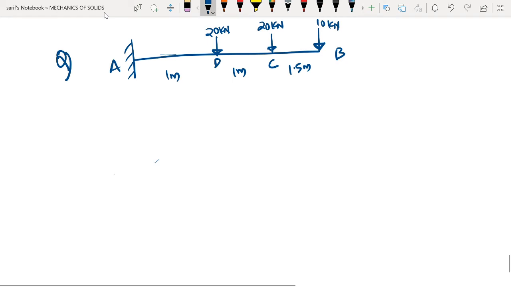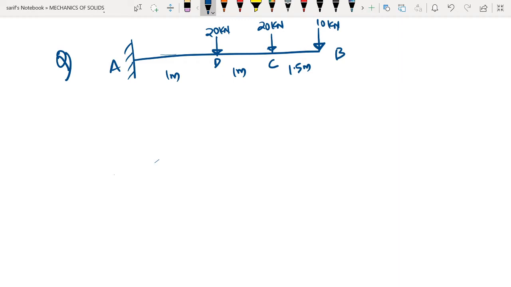Dear students, welcome to another lecture on mechanics of solids. In this lecture, we will be dealing with drawing shear force and bending moment diagrams of a beam having a variety of loading. Multiple loads are acting on the beam.